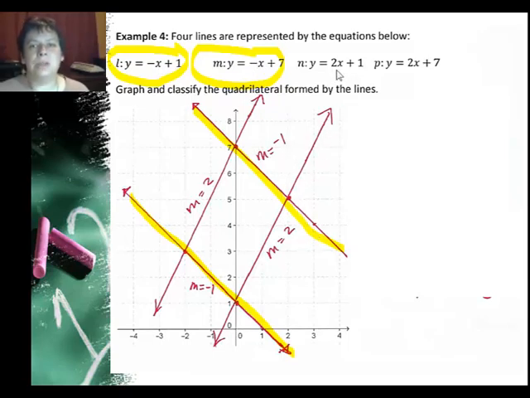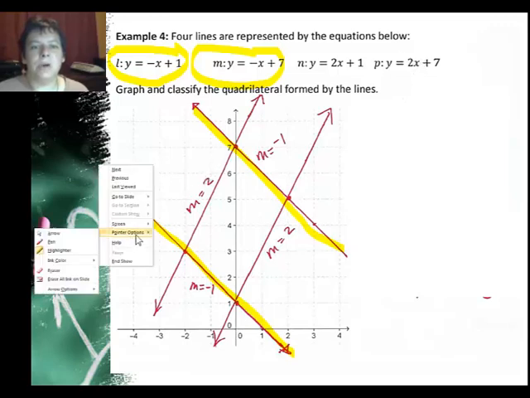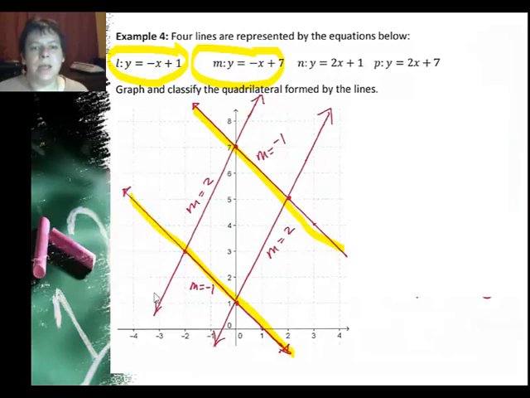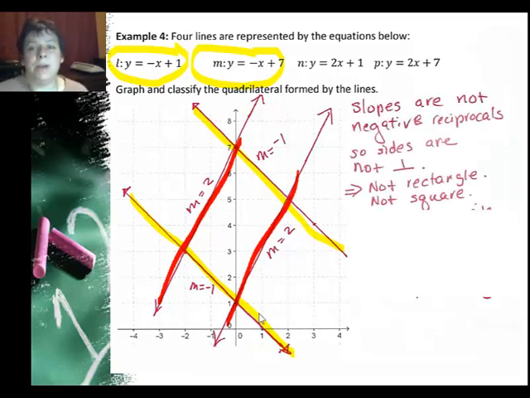The other two lines, y equals 2x plus 1, starts at 1, it has a slope of 2. There it is. And that line is going to be parallel to line P, which is y equals 2x plus 7. So, in color, I'll just go ahead and do it like that. So you can see that this one right here and this one right here are parallel. Well, since opposite sides are parallel, this is automatically a parallelogram.